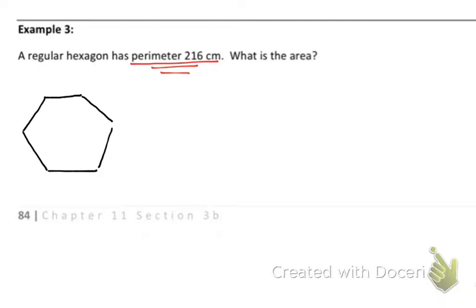How do I figure out what's the length of each of those sides? 216 divided by 6. So the side length is going to equal 216 divided by 6. And what does that come out to? 36, yeah. So each of these is 36. 36, 36, 36, 36.